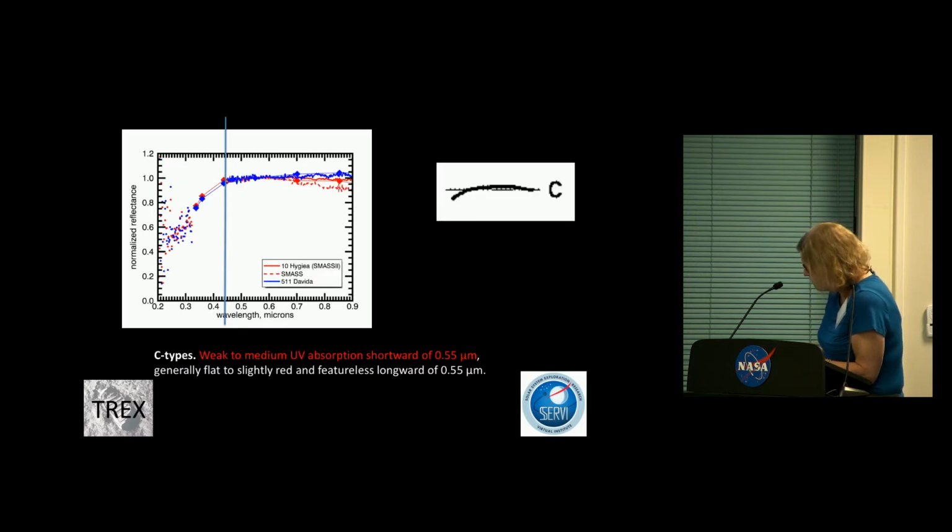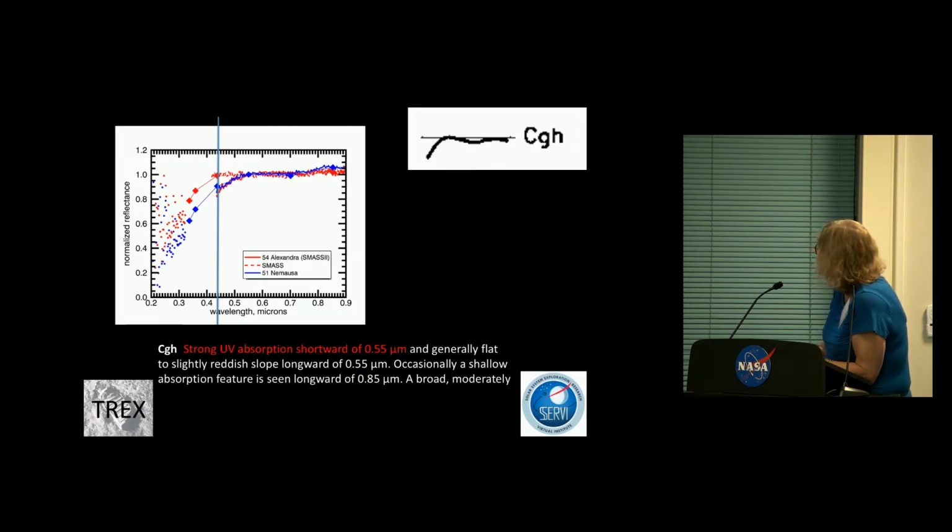Okay, C. C class, same thing. They're all very uniform. We only have two up here right at the moment. They're pretty uniform in the visible. They're pretty uniform in the blue. And they don't show any of the extra features, I don't think, that we saw in the B yet.